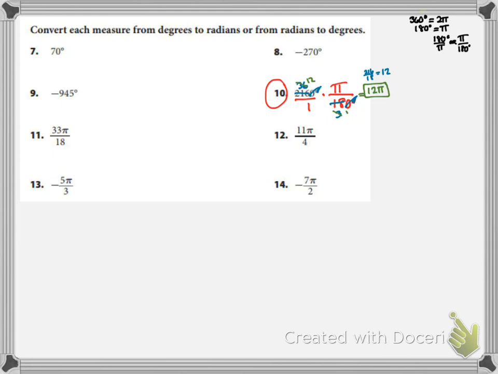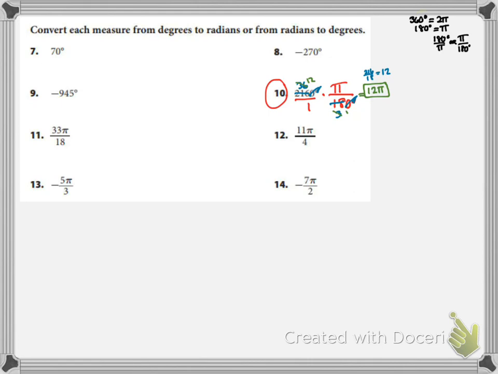Now, 2,160 degrees has got to be a lot of times around the circle. So it makes sense that the final answer in radians is 12 pi. That's 2 pi each time around the circle, so that's actually 6 times around the circle. Let's do another one from here.